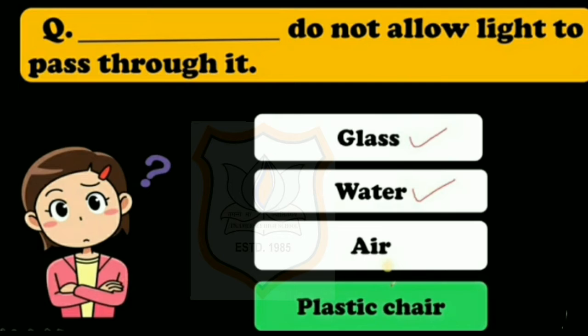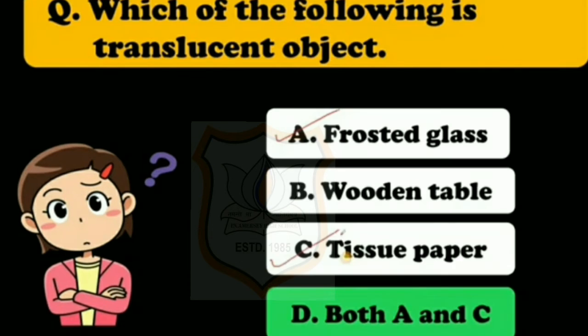So, opaque objects do not allow light to pass through them. Glass, water, air, all these are transparent objects. From these, the light can pass. So, a plastic chair is an object through which the light does not pass. Which of the following is a translucent object? A. Frosted glass. B. Wooden table. C. Tissue paper. D. Both A and C. The correct answer is both A and C, frosted glass and tissue paper.